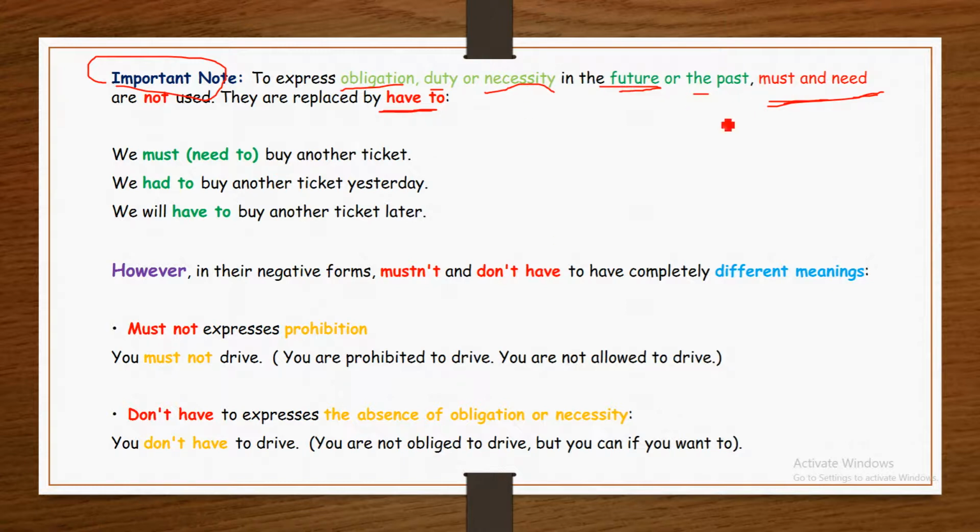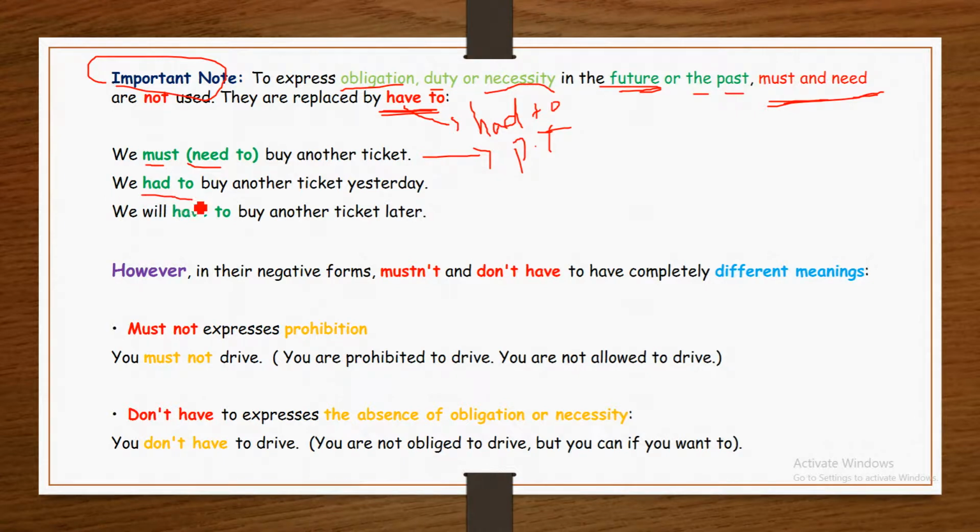For example, we must or we need to both have the same meaning. We must or we need to buy another ticket. This is in present tense. Must and need can be used in present tense, but they cannot be used in future and past. For future and past, they are replaced by have to. For the past, we change have to to had to, because have is an irregular verb and the past form of have is had.